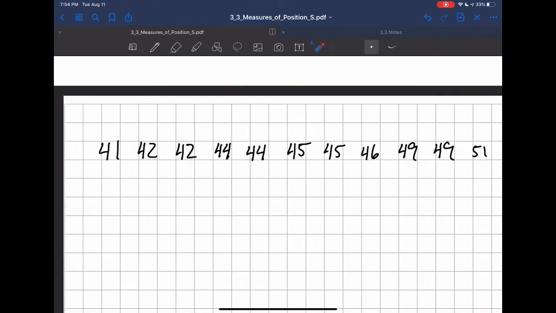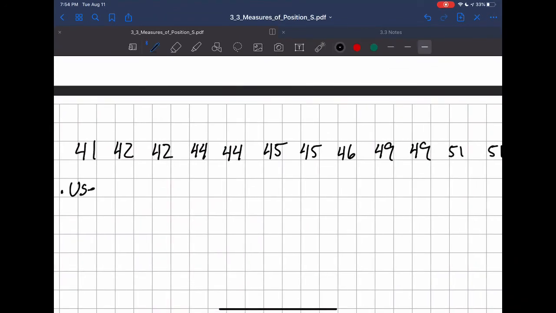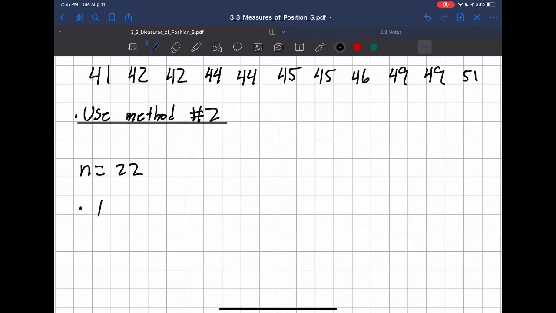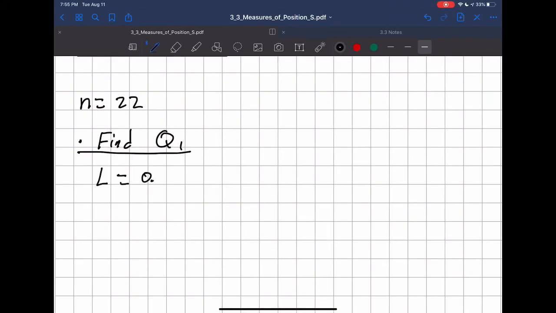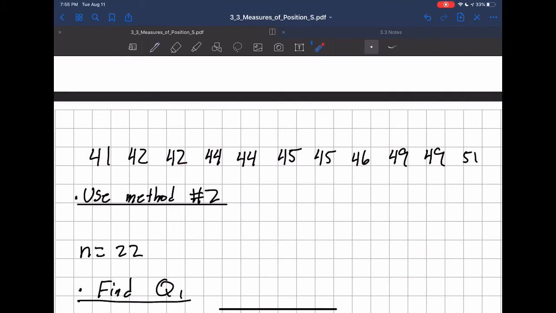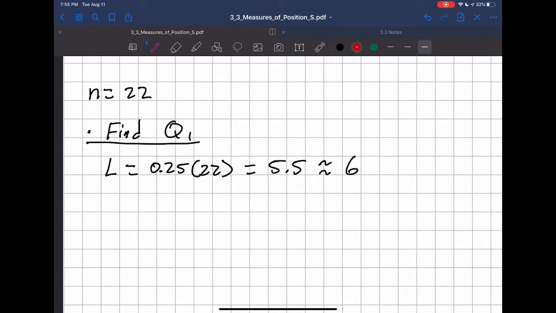To find our quartiles, let's use method 2. We have to know how many observations there are in our dataset, and here there are 22 observations. We want to find our first quartile, so we compute our L, which is 5.5. Since this is a decimal, you round up to the nearest whole number. So the 6th number in our dataset is our first quartile, which is 45.